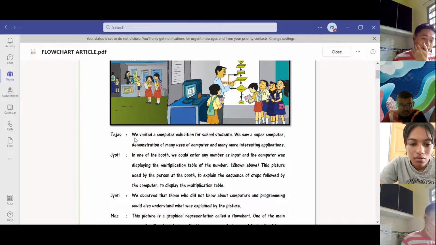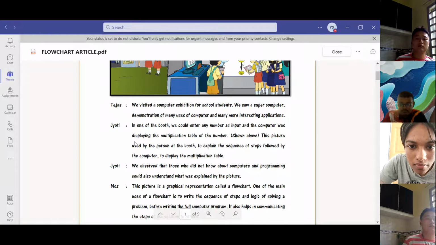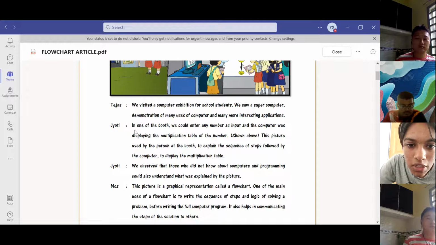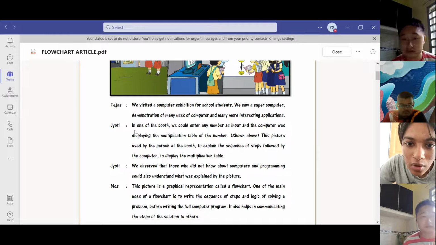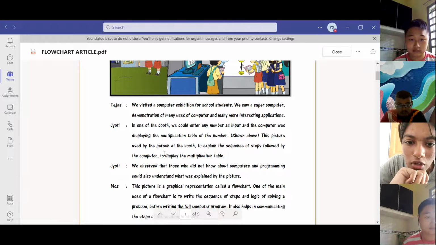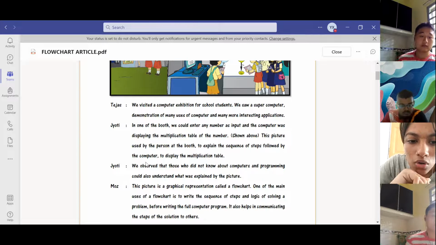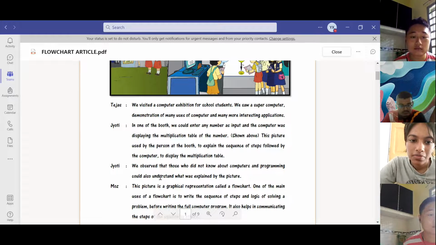We visited a computer exhibition for school students. We saw a supercomputer, demonstrations of many uses of computers and many more interesting applications. In one of the booths, we could enter any number as input and the computer was displaying the multiplication table of the number shown above. This picture was used by the person at the booth to explain the sequence of steps followed by the computer to display the multiplication table. We observed that those who did not know about computers and programming could also understand what was explained by the picture.